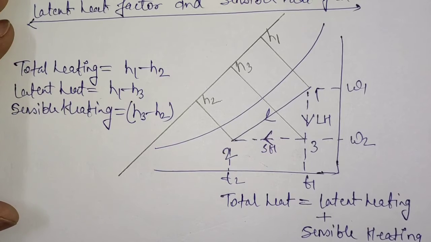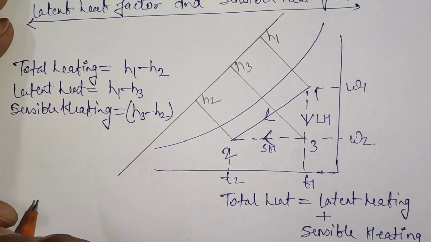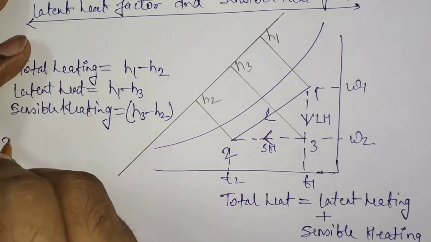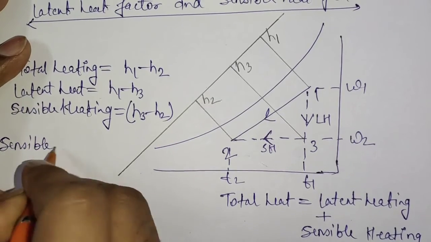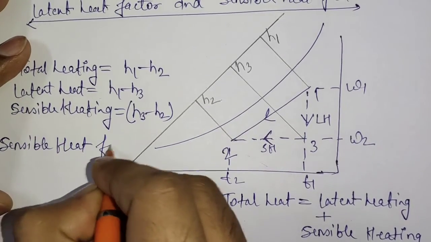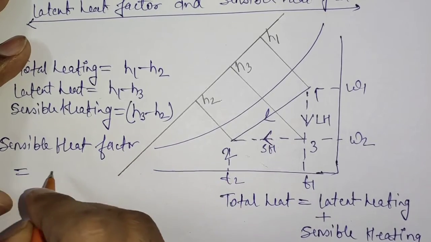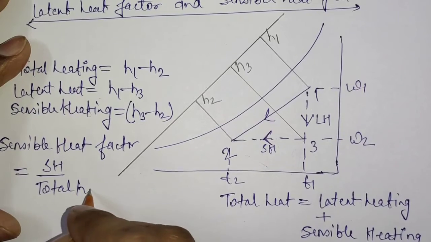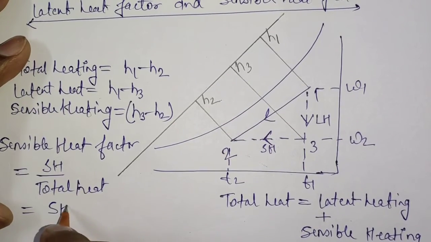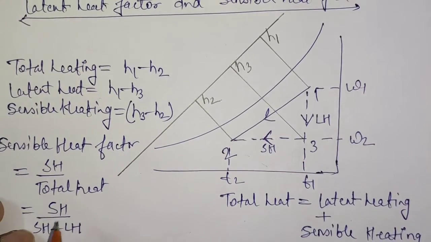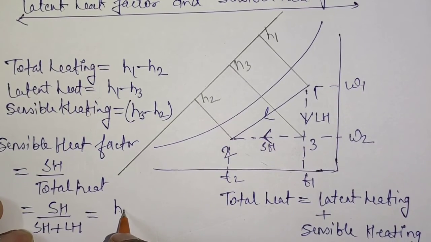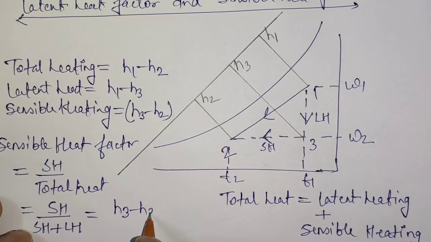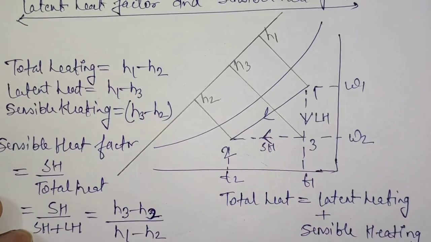Now the ratio of sensible heat to the total heat is called the sensible heat factor. Sensible heat factor can be written as sensible heat to total heat, that is sensible heat upon sensible heat plus latent heat. This can be written as H3 minus H2 upon H1 minus H2.